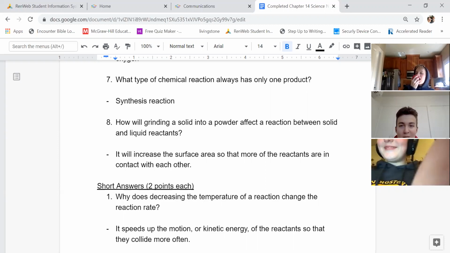Number 8, this is one that we just got through talking about. How will grinding a solid into a powder affect the reaction between a solid and a liquid? It's going to increase the surface area so that more of the reactants are in contact with each other.